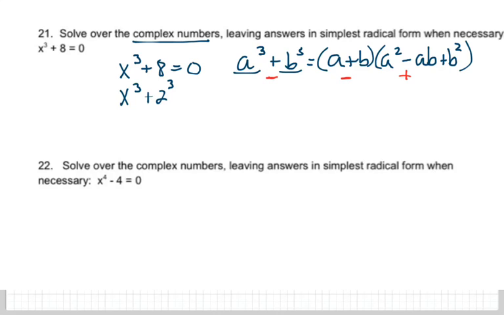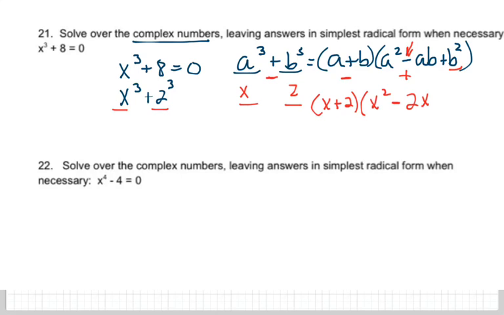So for this problem, my a is x and my b is 2. x and 2 are what's cubed. And so the factorization goes a plus b, x plus 2. Take the a, the x, and square it. Subtract the product of a times b, that's 2x. And then take the b term and square it. Oops, jump pages. Take the b term and square it, so we take the 2 and square it to 4.